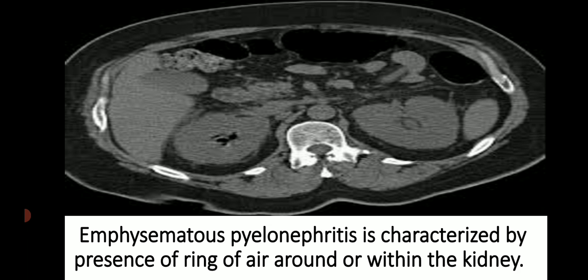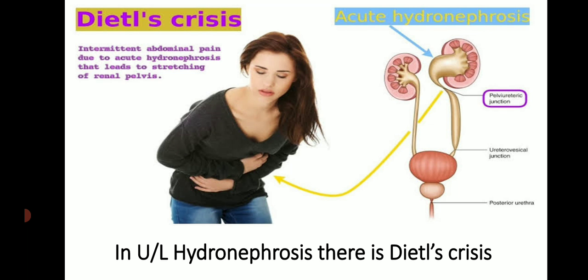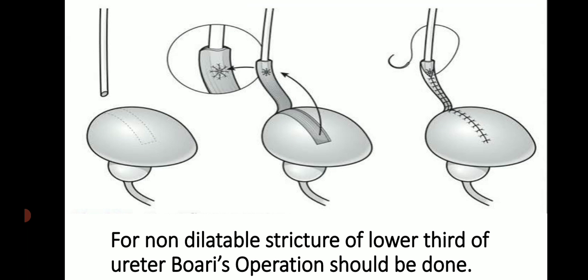Emphysematous pyelonephritis is characterized by presence of a ring of air around or within the kidney. Earliest sign of renal tuberculosis on IVP is moth-eaten calyx. In unilateral hydronephrosis, there is Dietl's crisis. For non-dilatable stricture of lower third of ureter, Boari operation should be done.